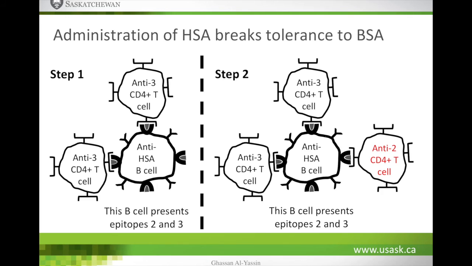Since lymphocytes are continuously generated, a CD4 T cell specific for epitope 2 can come in and join the party. Since quorum is established, this CD4 T cell will also become activated.